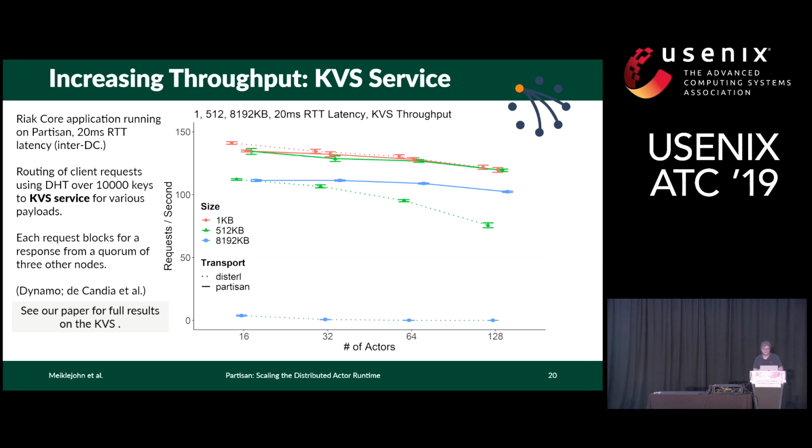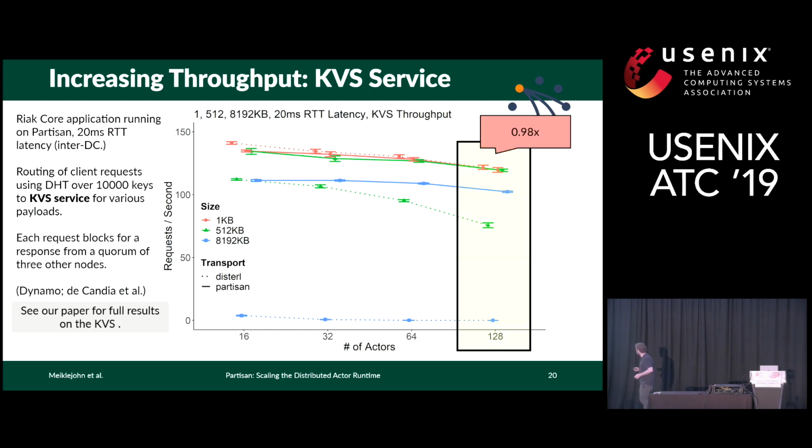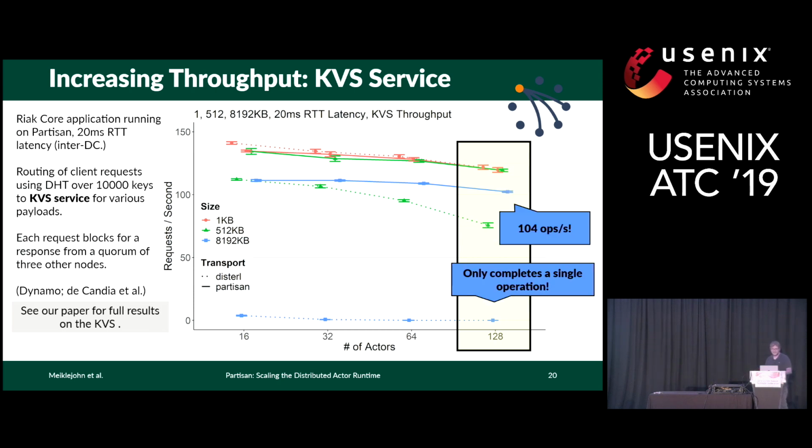All right, so I'm basically out of time, but I want to show this last graph, because this is the most important graph here. This is the key value store, the fan-out, fan-in pattern, so it's like Cassandra. If we focus in on 128, we have roughly the same performance when we're dealing with 1 kilobyte objects. When the object size starts increasing, we get a 1.5x improvement when we move to 512K. And when we move to 8 meg, we have 104 operations per second with Partisan. But distributed Erlang's throughput completely collapses, and we only complete a single experiment for the duration of the execution.